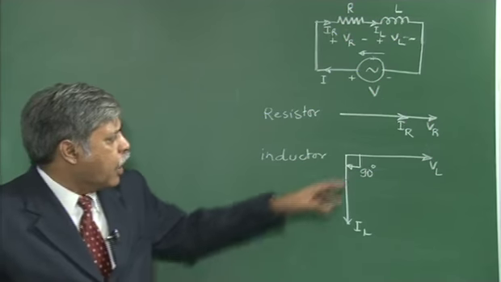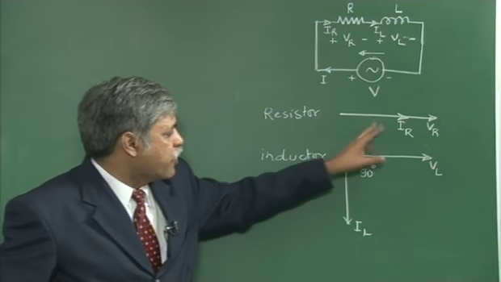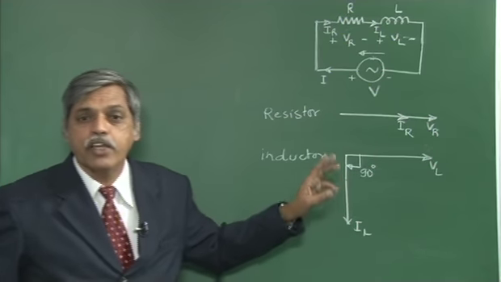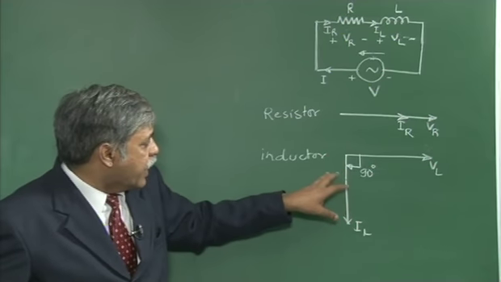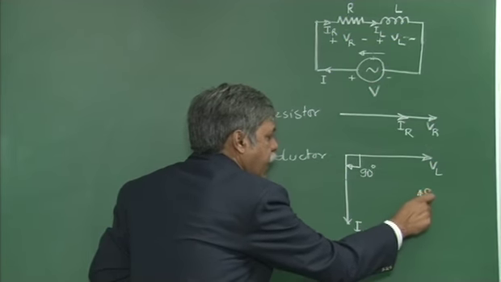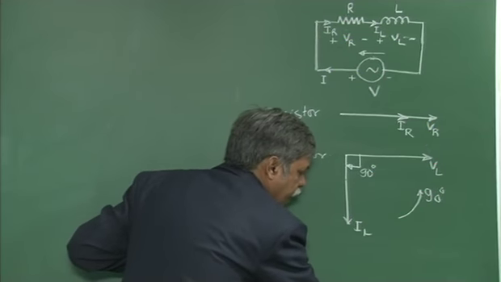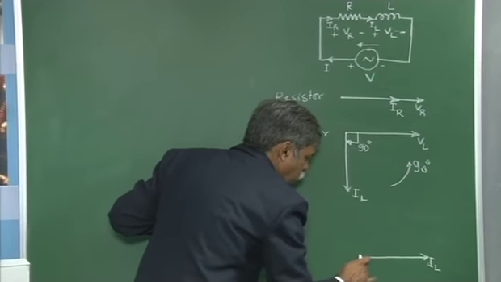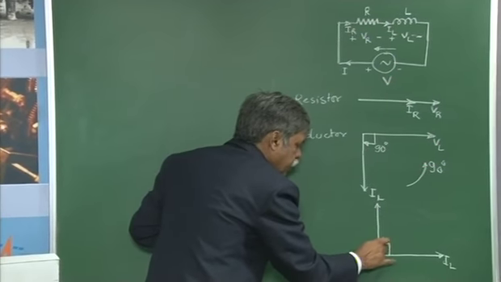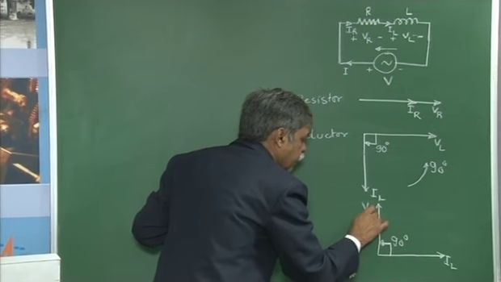Here I have taken IR already along the reference. By nature of the resistor I get it like this. Now, I want this IL also to be along the reference, therefore, I need to rotate the inductor phasor diagram in the counterclockwise direction by 90 degrees, so that I will be getting the current vector as the reference and the voltage vector will be coming along the positive imaginary axis. So, this is 90 degrees. So, I will get VL here.